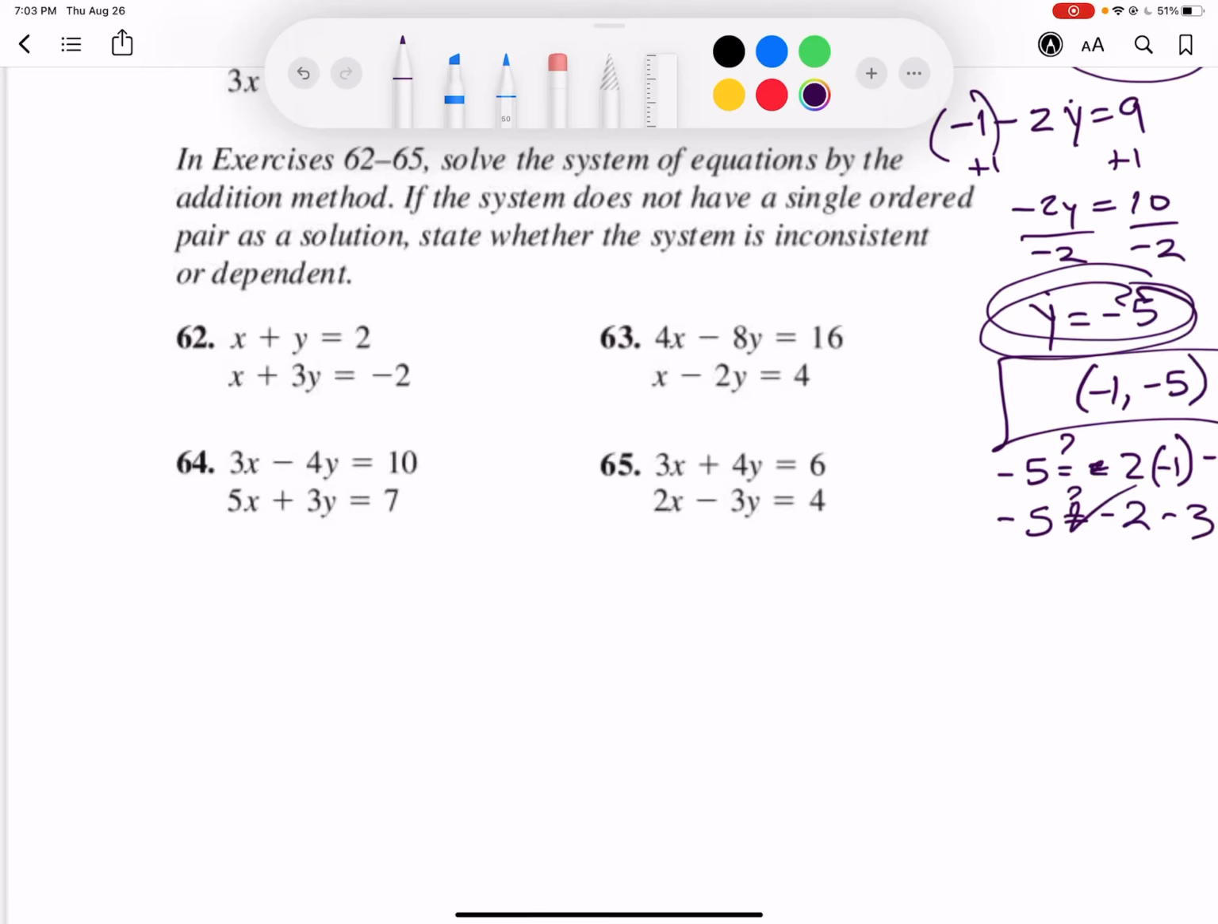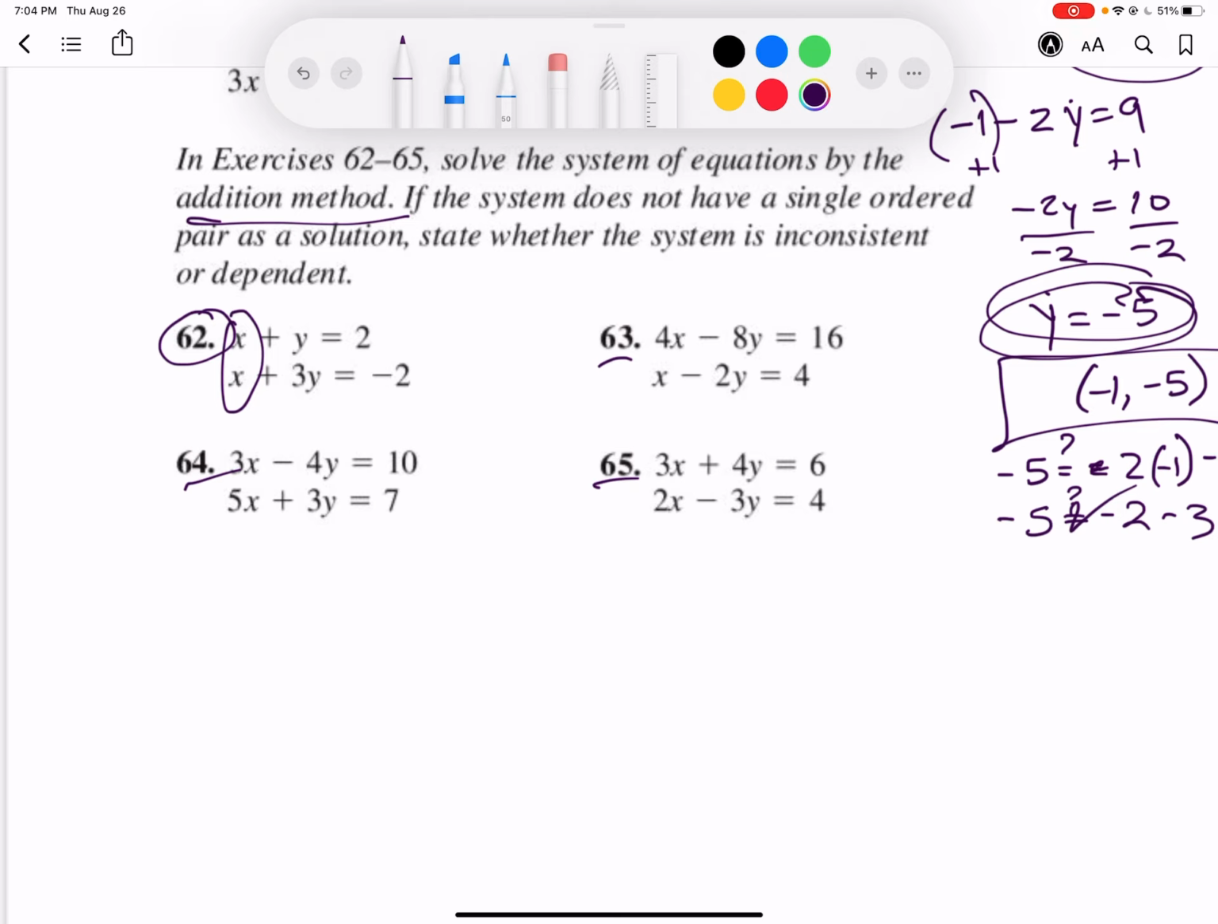The other questions you didn't answer were 63, 64, and 65. So let's start by explaining what the addition method is. There's a video for number 62 if you want to check that one out. That one might have been slightly easier because the coefficient is 1.